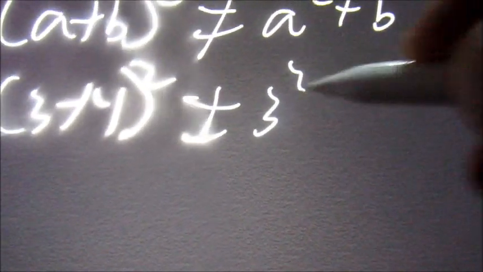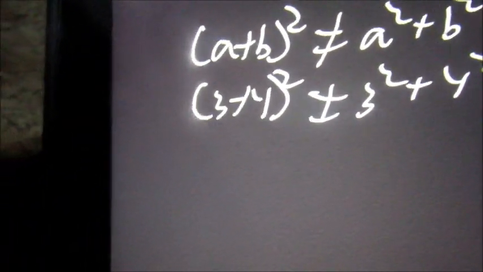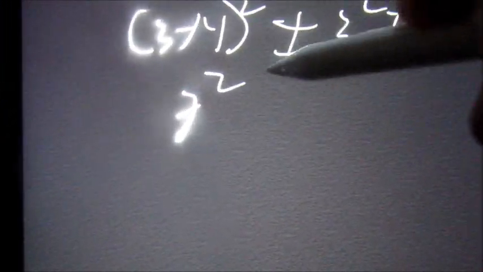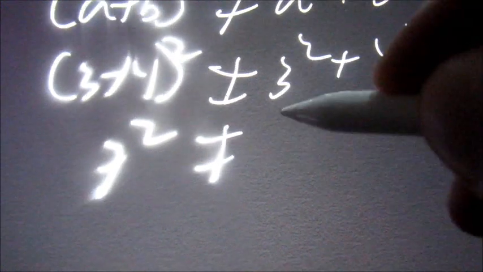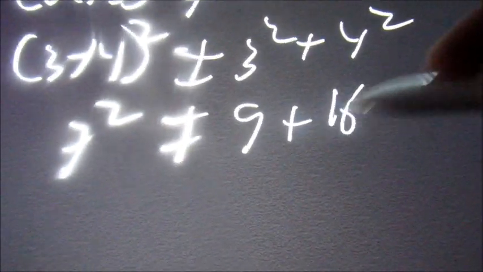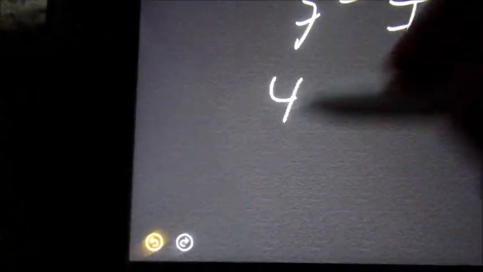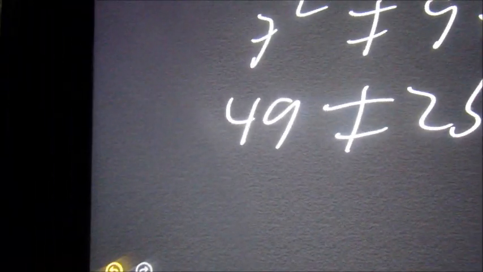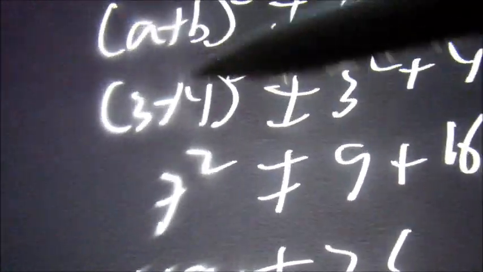But as a proof on this, I'm going to say 3 plus 4, and the whole thing squared, and it does not equal 3 squared plus 4 squared. So if we did this in PEMDAS, 3 plus 4 would be 7 squared. That does not equal 3 squared is 9 plus 4 squared is 16. 7 squared is 49, and 49 does not equal 25. This is going to be something that we see a lot later. And here's just showing you why you can't just square each part of it, each term.